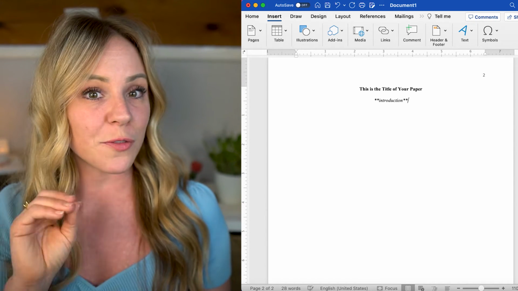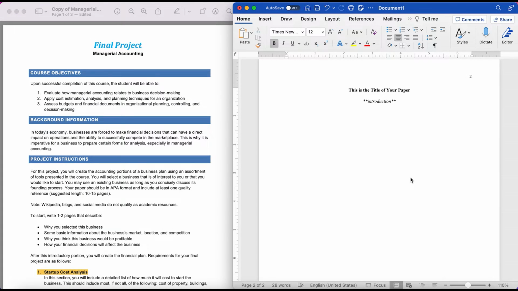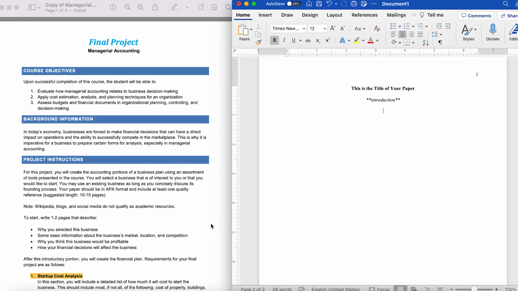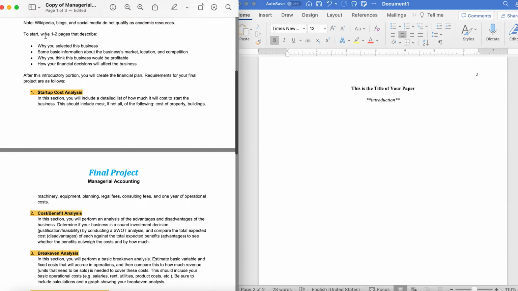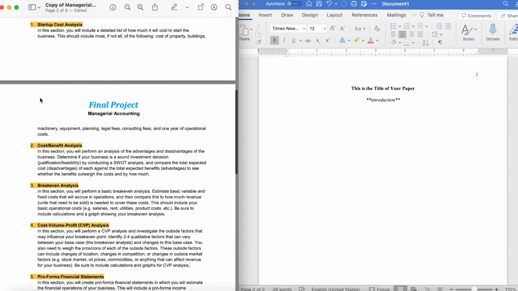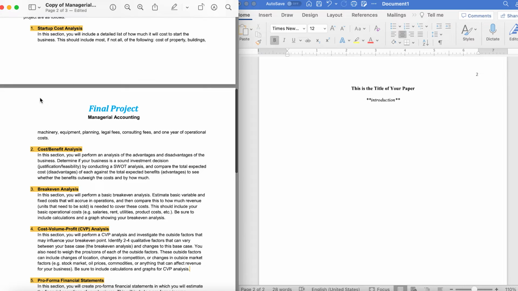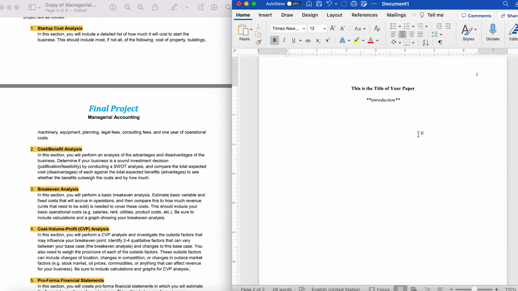After that, we're going to defer to the assignment to create the rest of this outline. Looking over here, we can see that we're being asked to start by writing 1 to 2 pages that describes this criteria. And in other words, this is going to be the introduction portion of this paper, making number 1, startup cost analysis, the first official main section to be included in your outline.